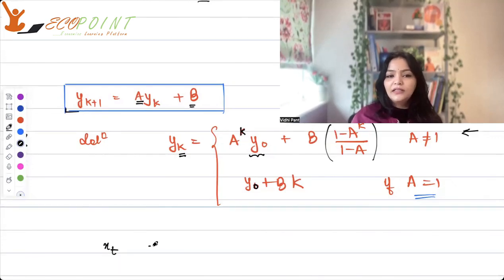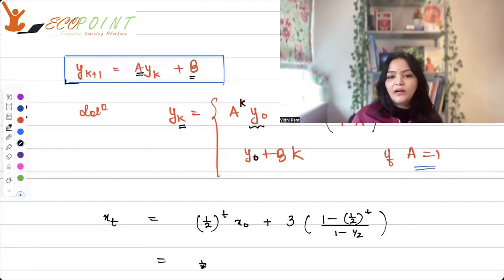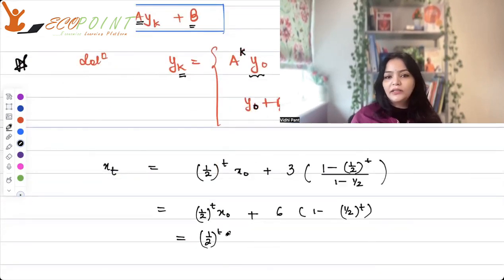xt equals half to the power t, and in place of y naught we will have x naught, plus b is 3, into 1 minus half to the power t upon 1 minus half. So therefore it will be half to the power t x naught plus, the half here will turn the 3 into 6, 6 into 1 minus half to the power t. Let's do one more step earlier and multiply it out completely. So plus 6 minus 6 times half to the power t.